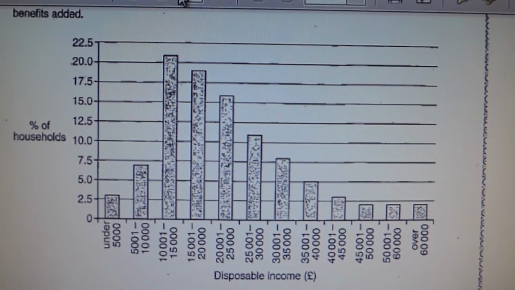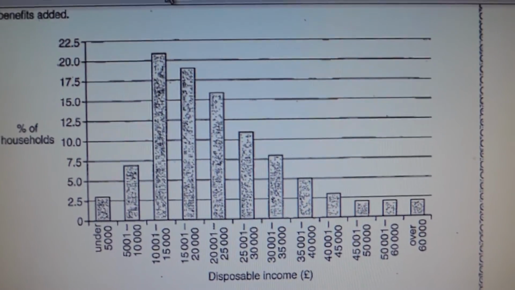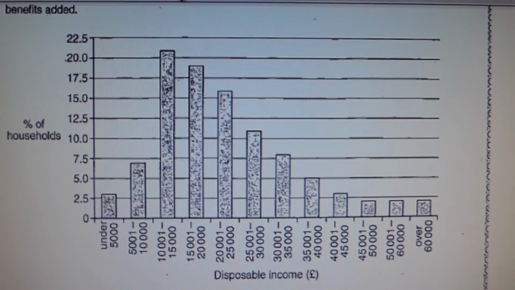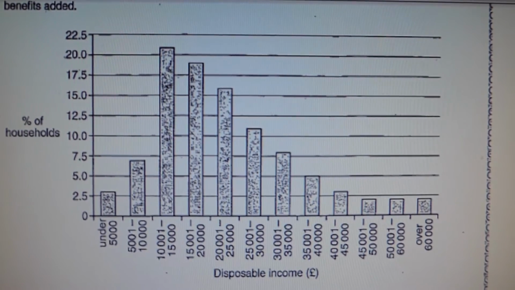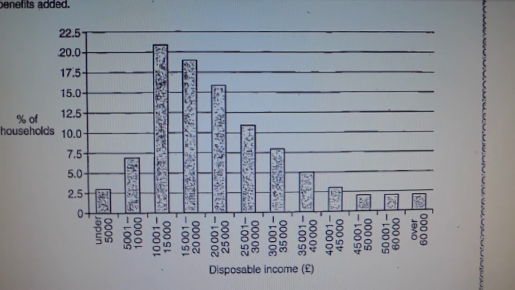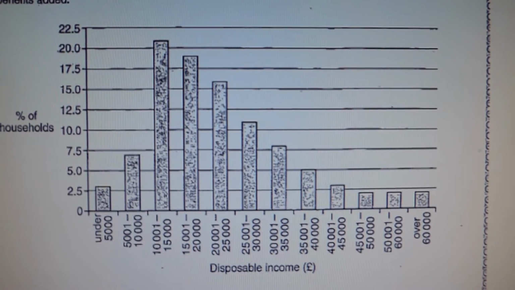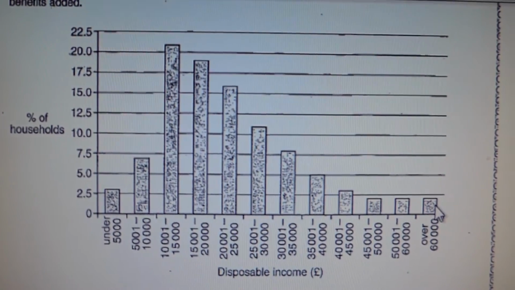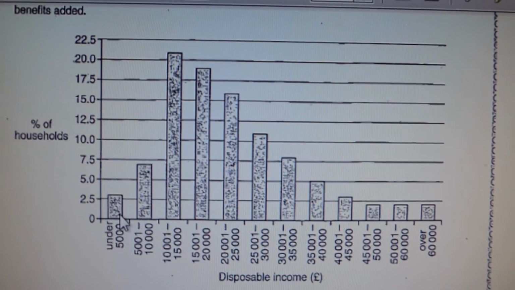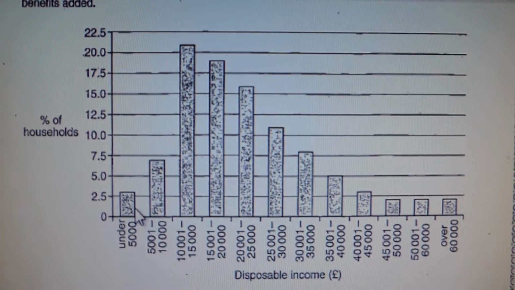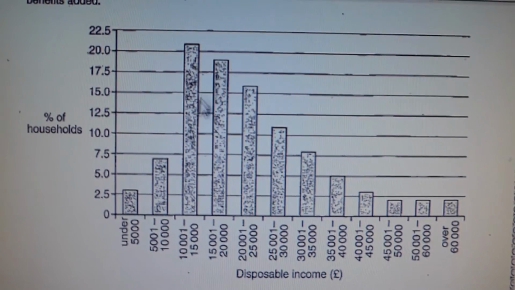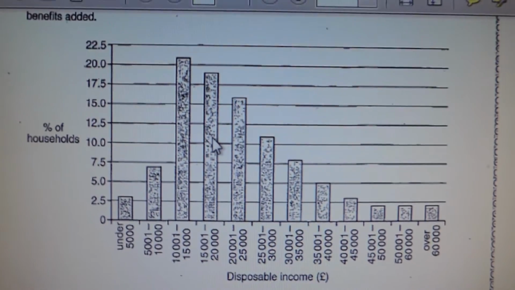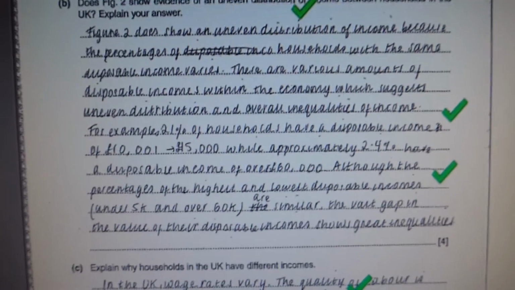So this is showing the percentage of households with a certain percentage of disposable income. And you can see straight away that incomes are not spread evenly because a certain percentage of the population are very wealthy. If you look to the over 60,000, it's a very small percentage, and then you've got again a very small proportion of the population under 5,000, and then you've got the vast majority in and around the sort of 10 to 25 or 30,000. So let's look at the question.